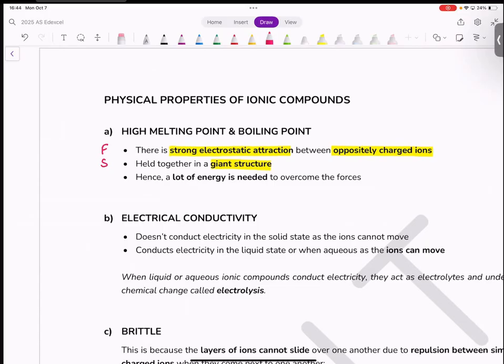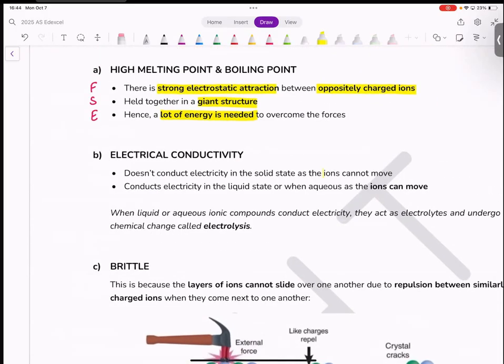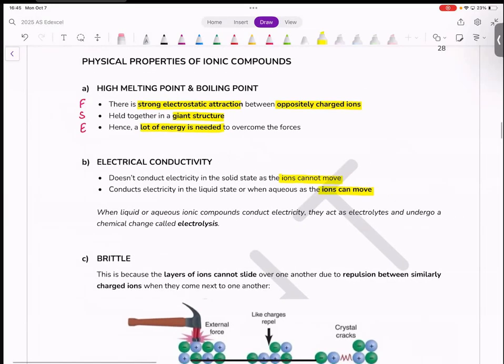Normally we just separate force and energy. So a lot of energy is needed. This is like a bonus mark because if I know the force is strong, then obviously I need a lot of energy to overcome the forces. Electrical conductivity: doesn't conduct in the solid state, because the ions cannot move. Don't end up writing an essay when an exam gives you 6 lines. Why don't they conduct in the solid state? They want to hear the idea of movement. Just remember that. Conducts electricity in the liquid or aqueous state because the ions can move. Highlight these things blatantly. Don't say free. Free doesn't mean the same thing as moving.